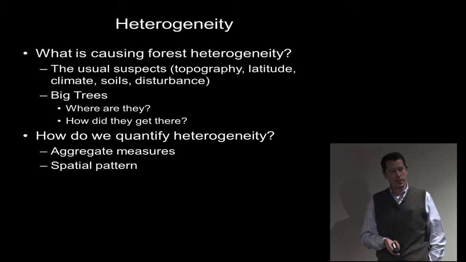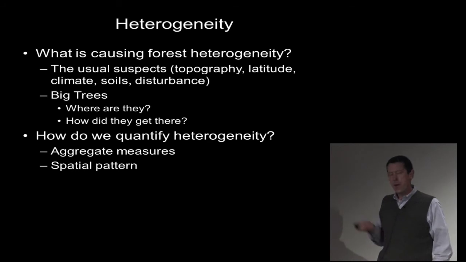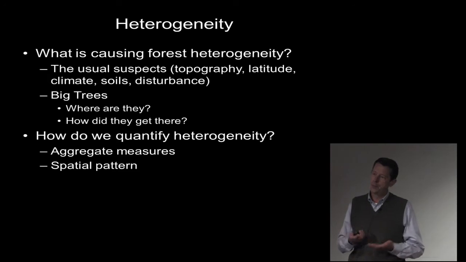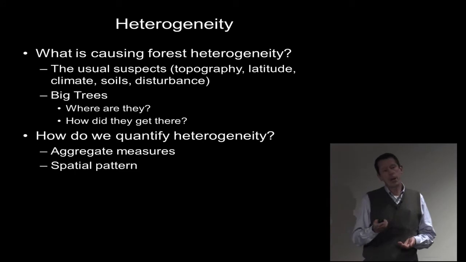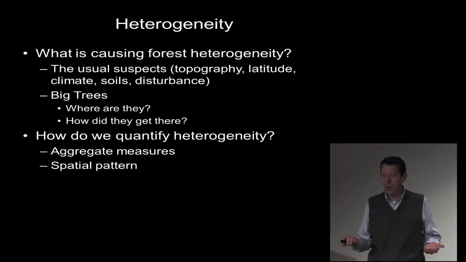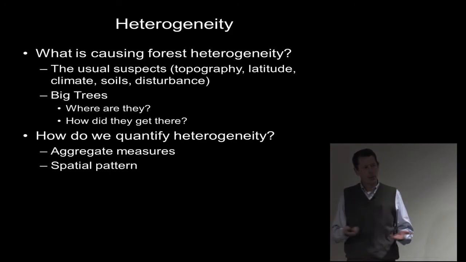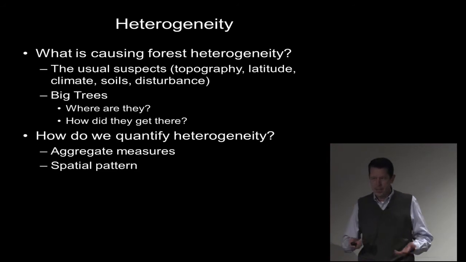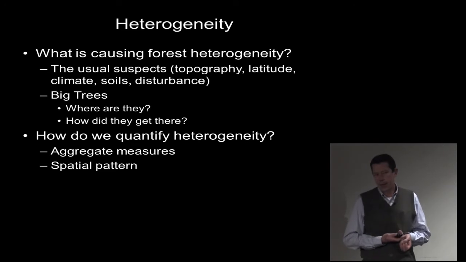But we certainly know where the big trees are. They're very easy to find. So we can apply some tools to that. And we can quantify heterogeneity both by aggregate measures in terms of the variation in density and basal area that many people do. But we can also look at spatial pattern. And we can look at spatial pattern of the forest as a whole, or we can look at spatial pattern of the big trees. Maybe the big trees have different patterns from the little trees. I mean, they might be the same, or it might be that big trees, because of their size and their longevity, might be inherently different than the smaller trees in the forest.